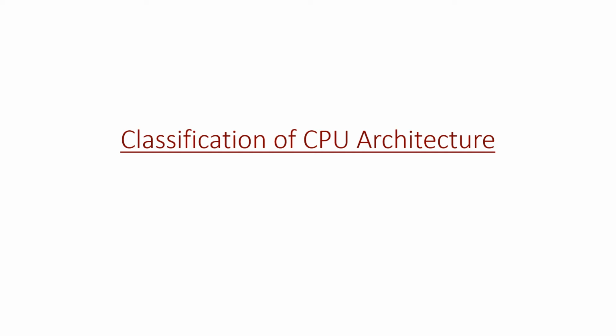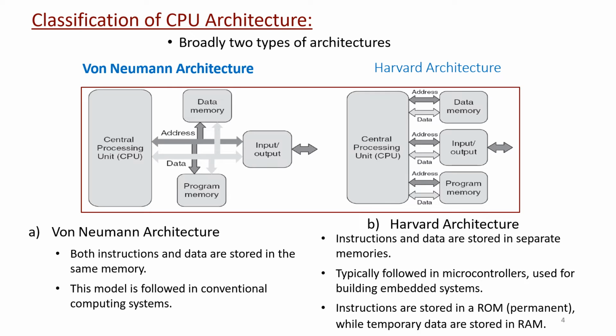Before getting to the ARM architecture, I need to discuss 2 points about this CPU architecture, which you might already have studied in your previous class. So the CPU architectures are broadly classified into two types. One is von Neumann architecture and another one is Harvard architecture. As usual, we know that in the von Neumann architecture, the instructions and the data are stored in the same memory.